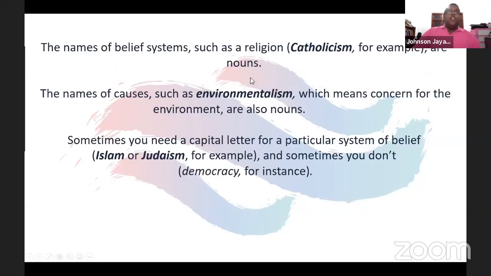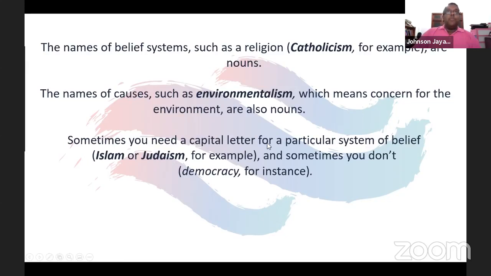Okay, just a small note here. The names of belief systems, such as a religion, Catholicism, for example, are nouns. The names of causes, such as environmentalism, which means concern for the environment, are also nouns. So these are also nouns. Remember that. Things like this, environmentalism.